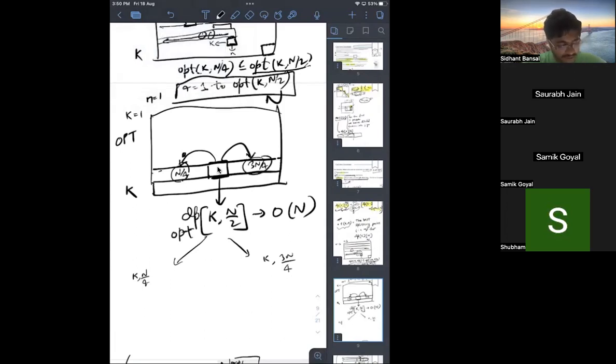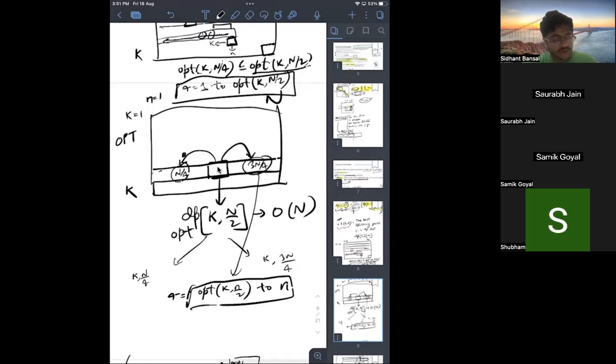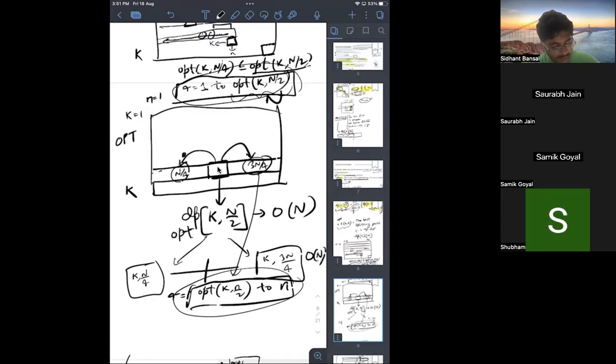And similarly for 3n by 4, you only have to loop from opt k n by 2 to n. Again, because your opt for 3n by 4 cannot be smaller than opt of k n by 2. So you reduce the sample space that you're searching your alpha on. And notice the combined sample space of the search is total 1 to n. So these two sub-problems combined can be solved in order n. And you keep on recursing.